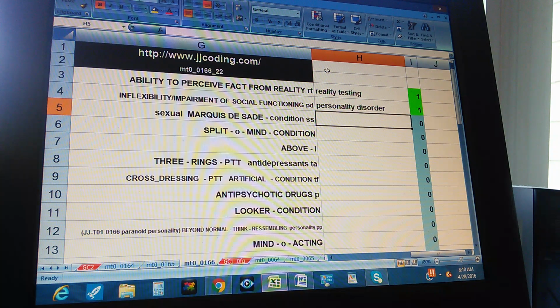MT0166-22. First, all the list of the words. That's all the words. Now we're going to do the difficult ones. Ability to perceive fact from reality. Reality testing.